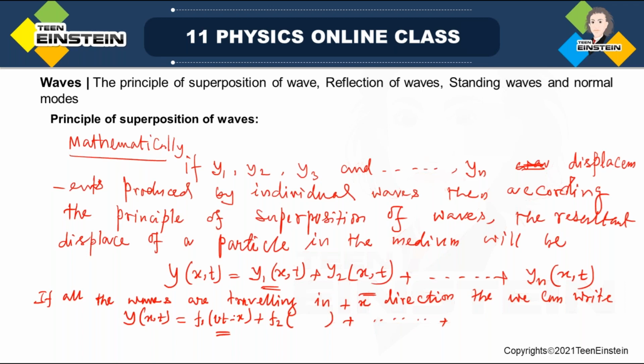When this is negative minus x, then it is in the positive x direction, vt minus x. Okay, so all of them are having the same speed, and all are moving in the same direction, that is the positive x direction.